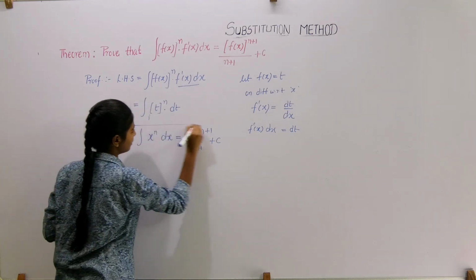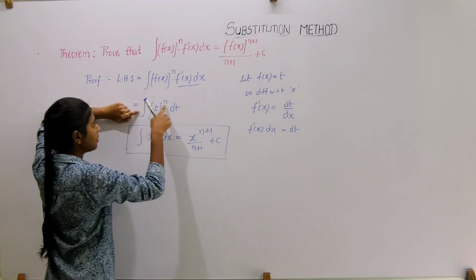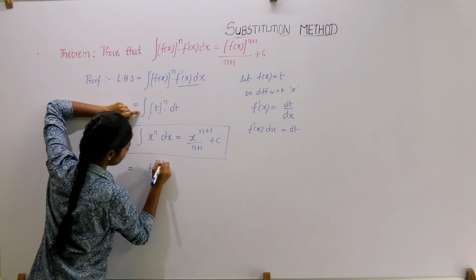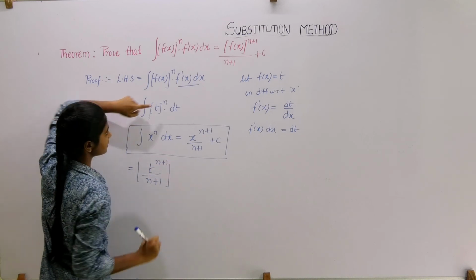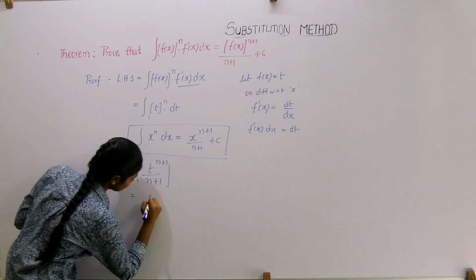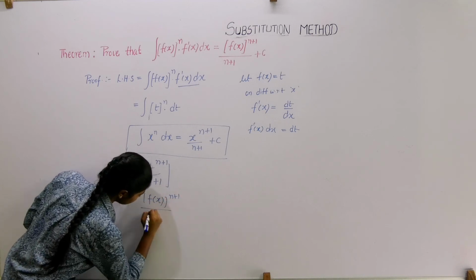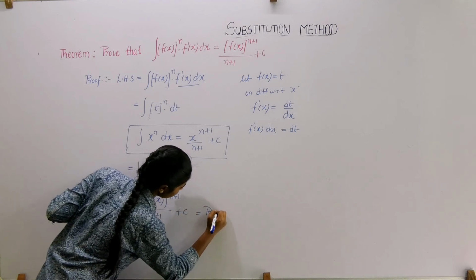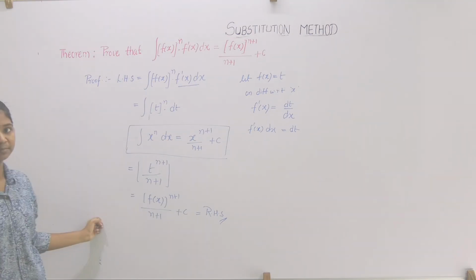This is the formula. Using this formula, now we are integrating this t power n with respect to t. Then it becomes t power n plus 1 by n plus 1. As per the assumption, what is the value of t? It is f of x. When we substitute it here, f of x whole power n plus 1 by n plus 1 plus c. It is equals to RHS. Thus we can prove this theorem.